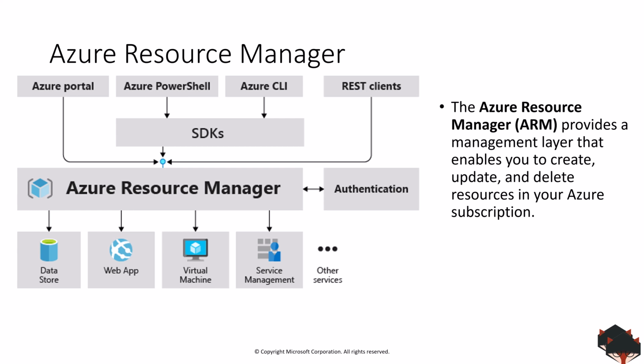Define the dependencies between resources so they deploy in the correct order. Apply access control to all services. RBAC is natively integrated into the management platform. Apply tags to resources to logically organize all the resources in your subscription. Clarify your organization's billing by viewing costs for a group of resources that share the same tag.